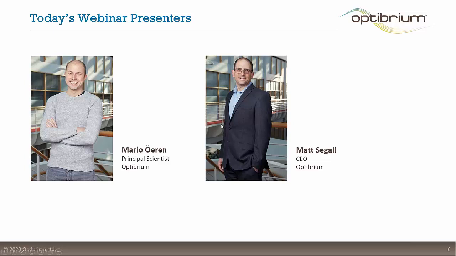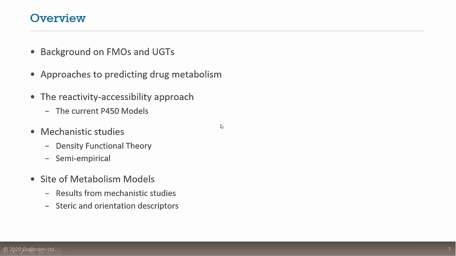And so I thought that we should start with a small overview of today's webinar. So I'll start with the background on FMOs and UGTs and why we chose those enzyme classes and what the acronyms actually stand for. And then for a few slides, I will give the microphone back to Matt, and he will talk about the different approaches to predicting drug metabolism, and also he will focus on the reactivity accessibility approach, which we'll be using in this work. And I should also say that the current P450 models in StarDrop are also built using the same approach.